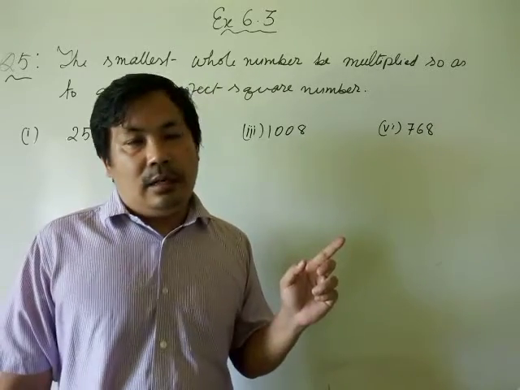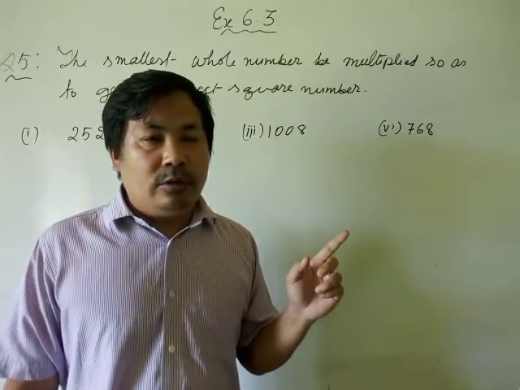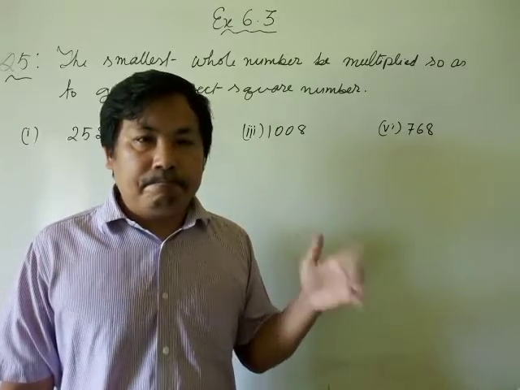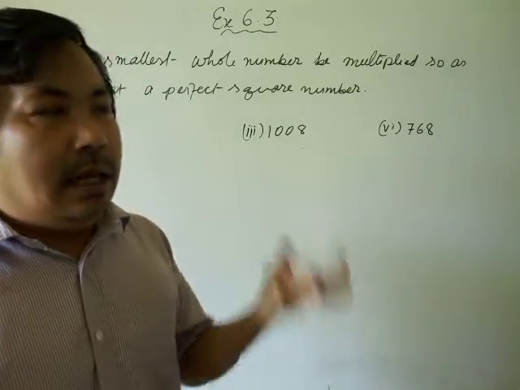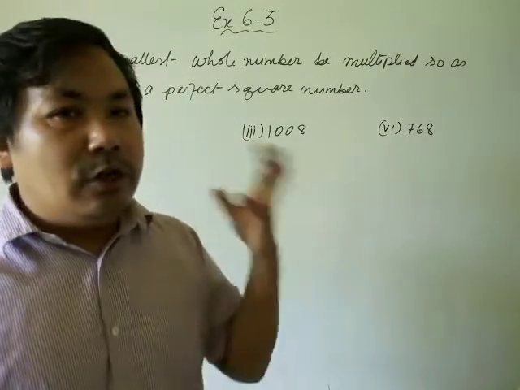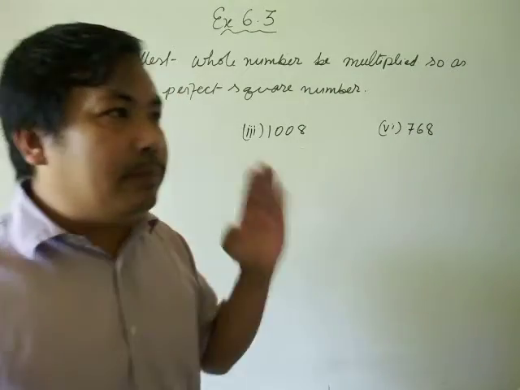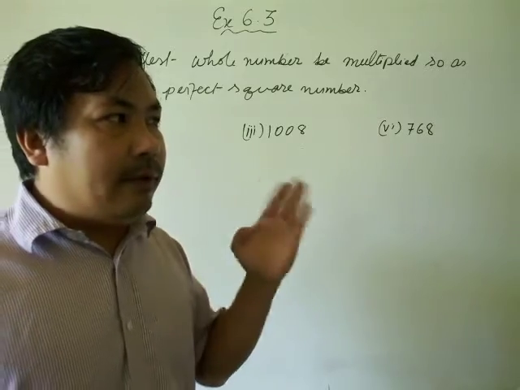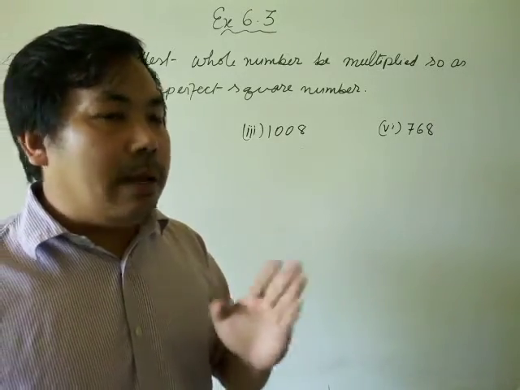So we are going to make a perfect square by multiplying the number by some number. That number we are going to find out. How can we find it? Let us see what number is missing to multiply so that it becomes a perfect square. First of all, to find that, we have to go for the prime factorization.